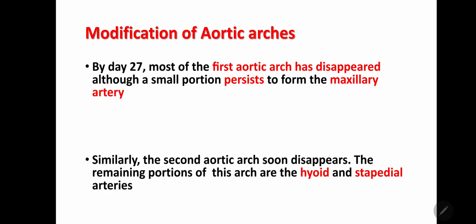So first what happens? By day 27, most of the first aortic arch disappears. First to appear is the first and second aortic arch, but by day 27, most of the first aortic arch disappears. Only a small portion of it persists as the maxillary artery in the adults. Similarly, the second aortic arch also develops after the first one, but soon it disappears. But the remaining portions of the second aortic arch remain as hyoid and stapedial arteries in the adults.